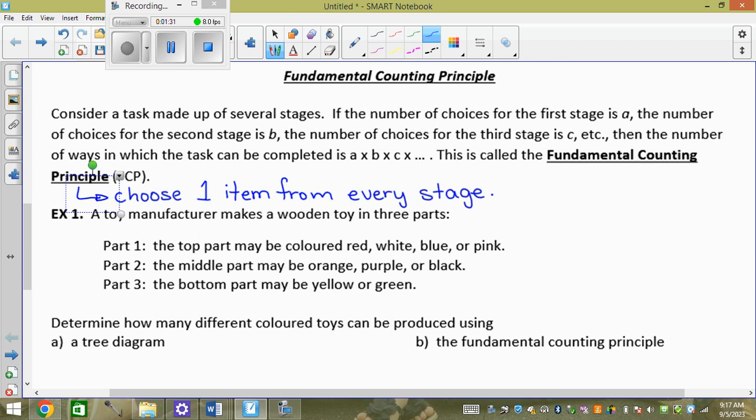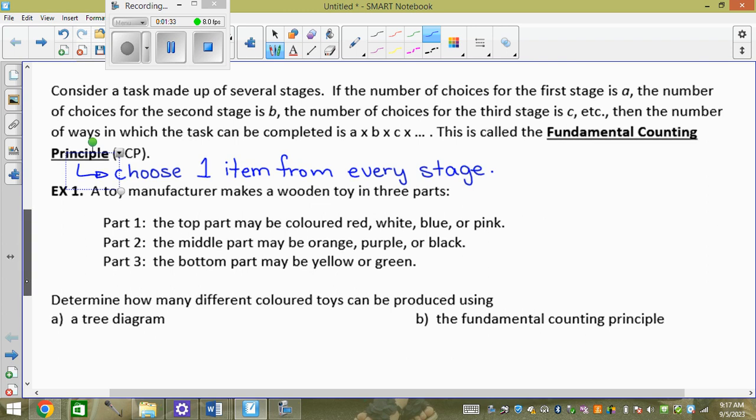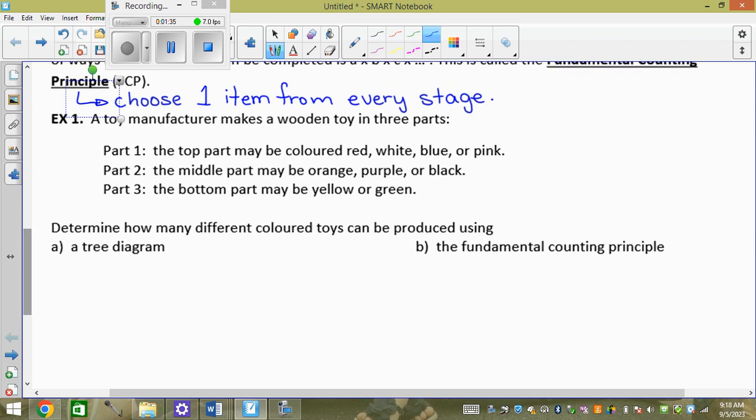Okay? One thing. So here we're going to look at a toy manufacturer that makes a wooden toy in 3 parts. So these are, instead of stages, there's just parts. There's part 1, part 2, part 3. Now I have to ask myself, I have to only be able to take one from part 1, one from part 2, and one from part 3 in order to use the fundamental counting principle.